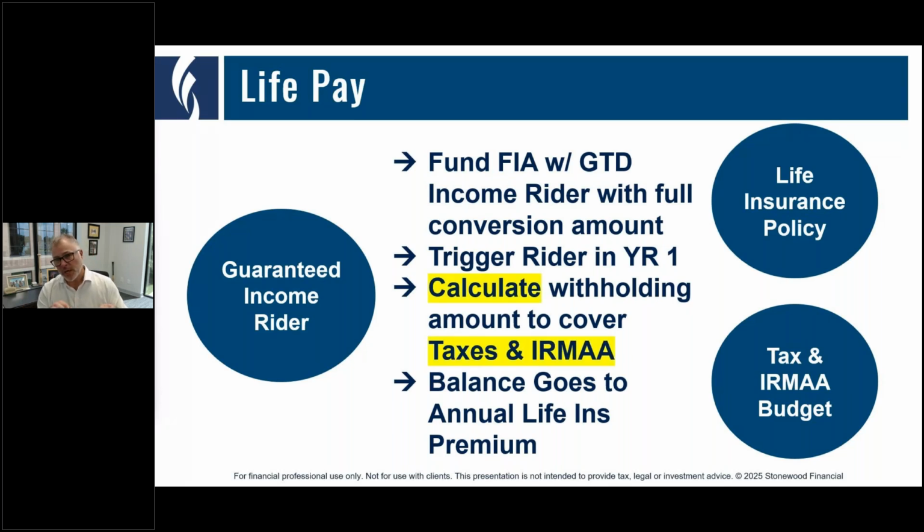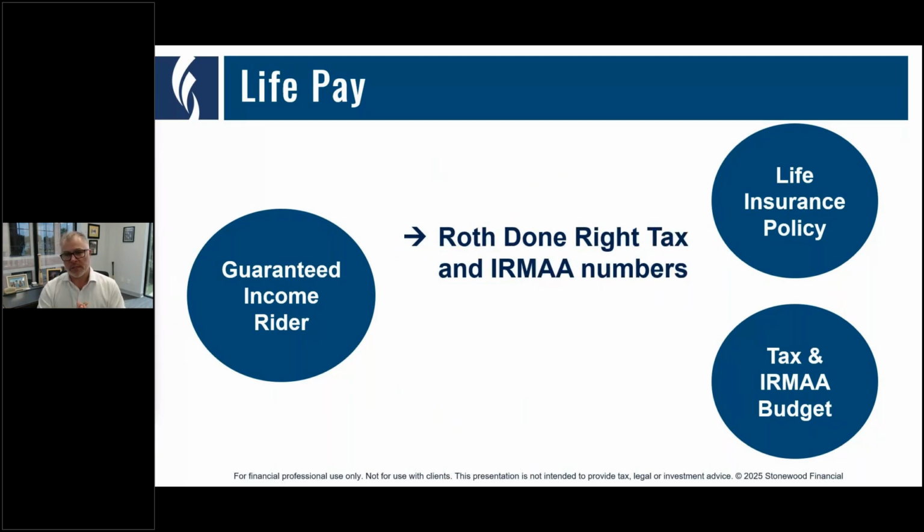Now, the tricky part of this is calculating taxes and IRMAA, and that's why this comes up for me. Like I said, a lot of people have been doing this for years and years. But most people that I talk to that have been doing it take a more broad approach. They just look at what their client's effective tax rate is and say, okay, if it's about 20, then we'll just do the 80-20 route, and that's what goes to the life insurance. Well, now with the Roth Done Right, you have the opportunity to be a lot more precise.